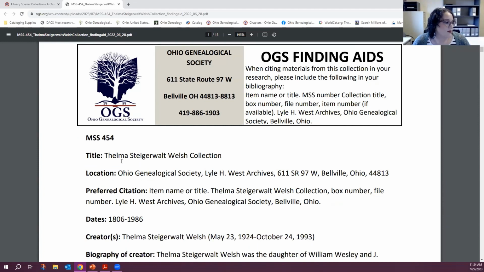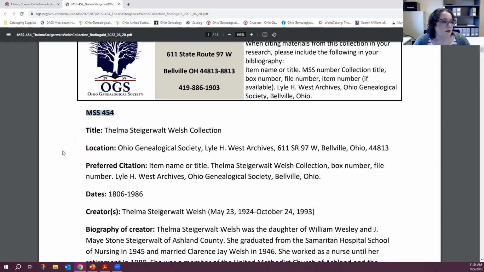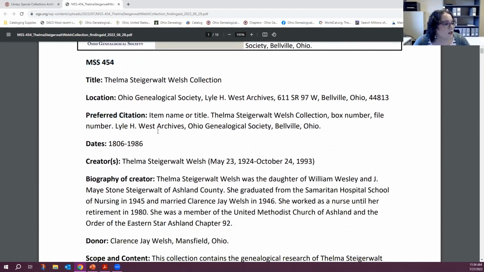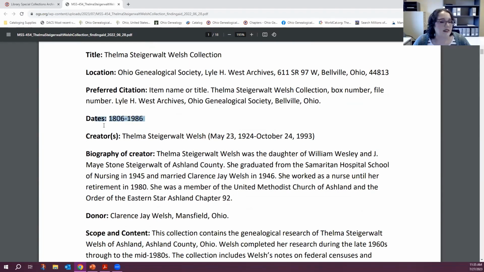So some of these are pretty straightforward. Of course, the title; at OGS the call number is MSS 454. So if you were interested in seeing the Thelma Stierwalt Welsh collection, if you stop by the library, this is the number I would need to pull it for you, or a volunteer would need to pull it for you. Of course, we have location, the preferred citation. Not all institutions will give you a preferred citation, but that is just how they would like you to note that you pulled this information from their institution. I'm sure everyone is citing their genealogy. And of course, as well as dates.